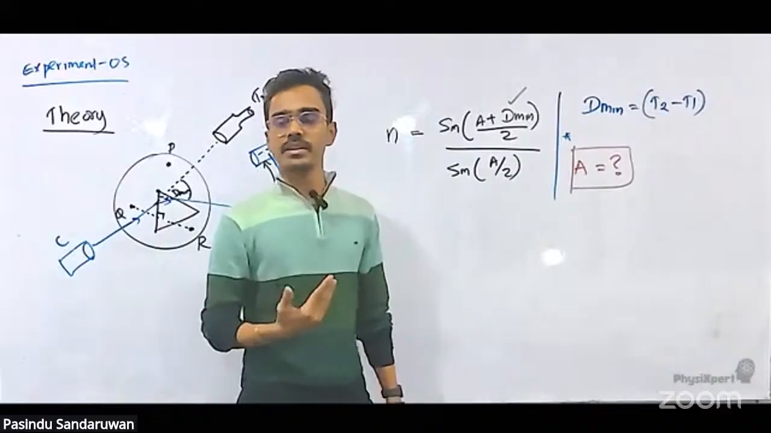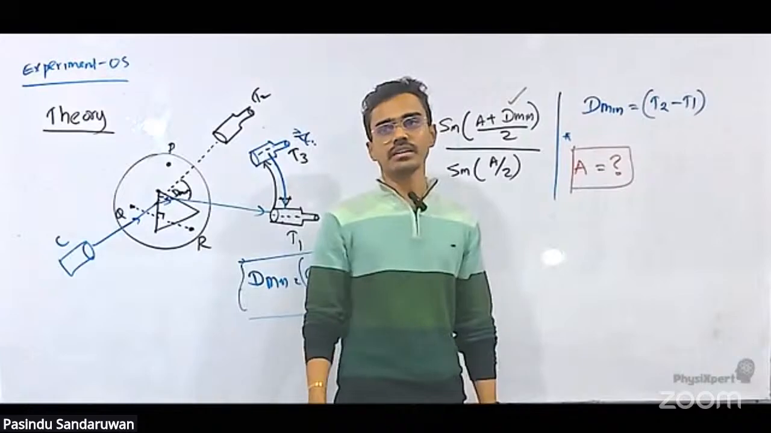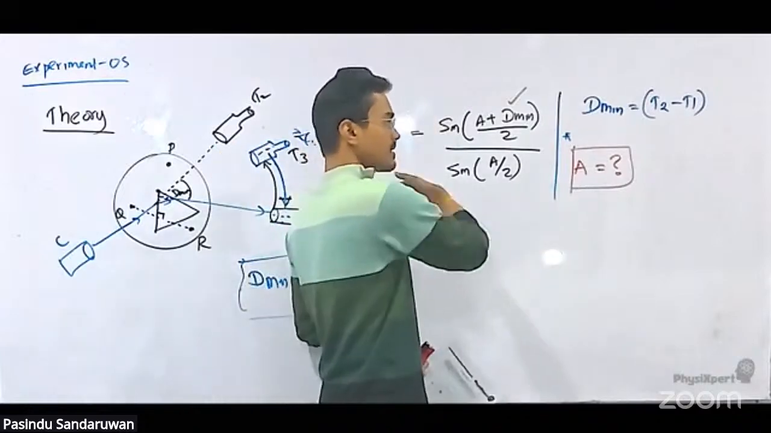In the previous experiment, we have determined A already. We have the accurate value of A. Right? Plug in A from the previous one.